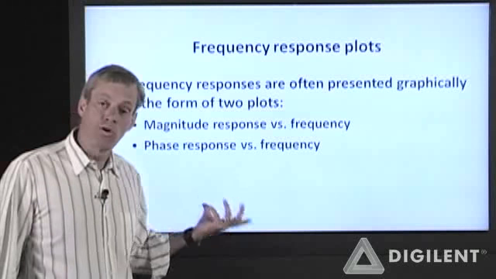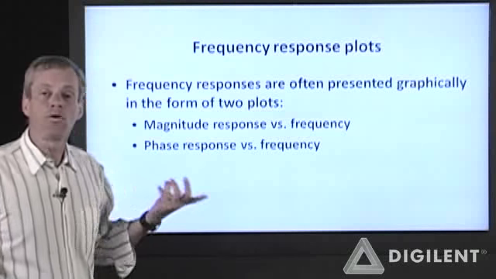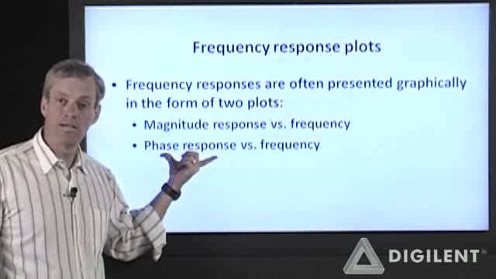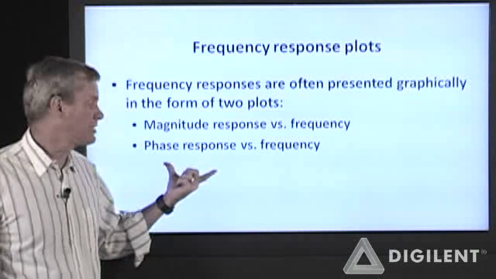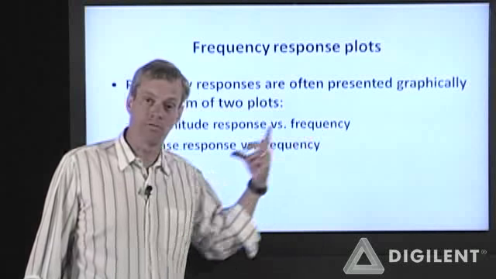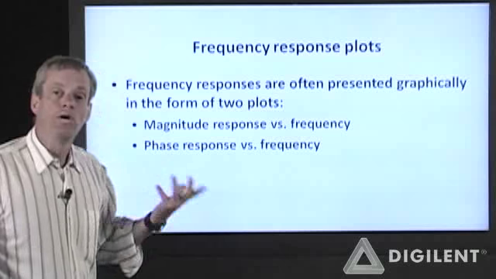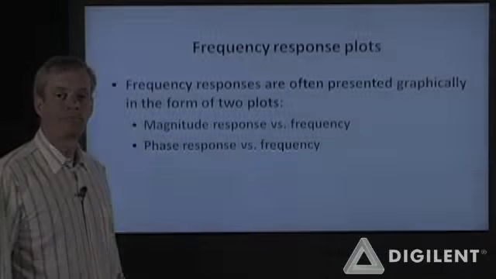Now, as I said previously, we represent H of J omega in polar form. That corresponds to 2 dependent variables, the magnitude response and the phase response. So I need two plots to fully represent the frequency response. I have to plot the magnitude response versus frequency and the phase response versus frequency. We'll go ahead and do that for our previous two examples on the next couple of slides.